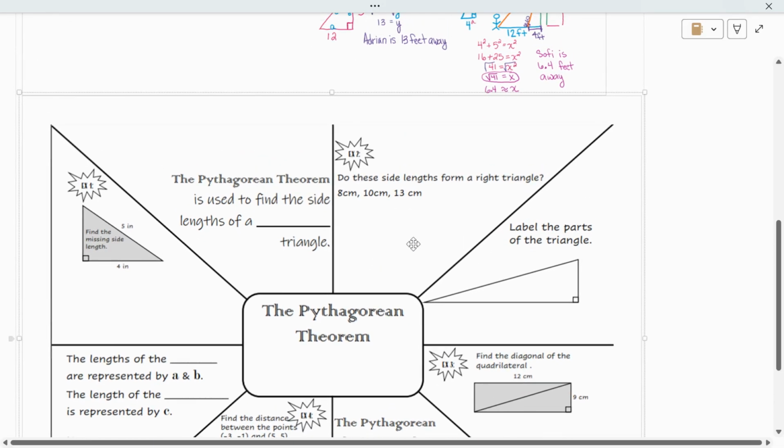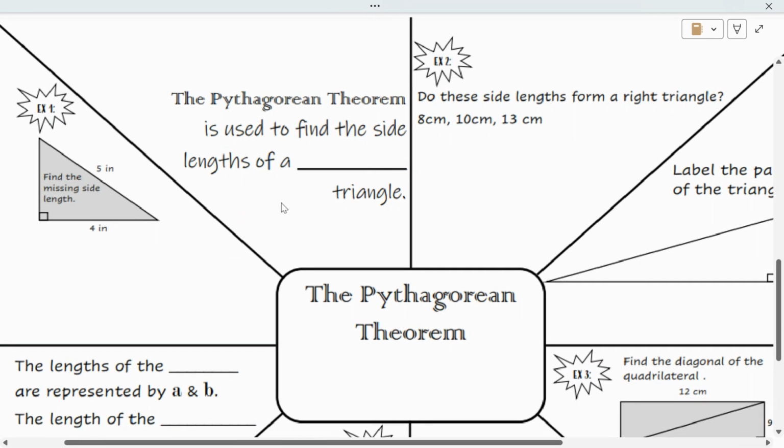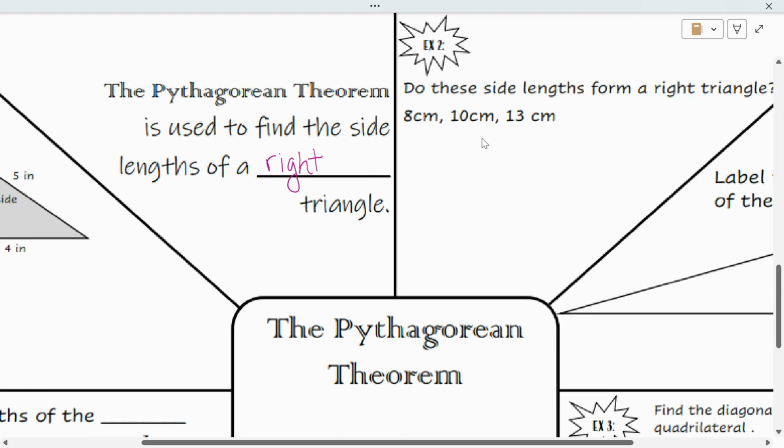All right. So the Pythagorean theorem is used to find the side lengths of a what kind of a triangle? Of a right triangle. So that's the first thing that we're going to put in here. Of a right triangle. Okay. Do these side lengths form a right triangle? So this is an example of how we would verify that we have a right triangle.